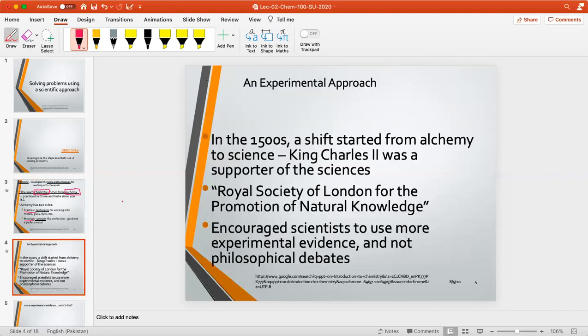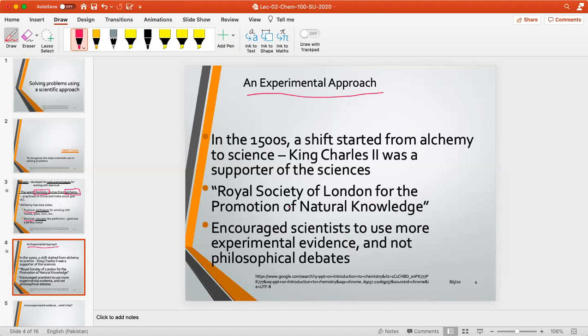If we go to the next slide, the topic is what is meant by an experimental approach. Now in the 1500s, a shift started from alchemy to science. A paradigm shift was made in alchemy, and it came to be seen under a new name, that is science. If we go to the history, King Charles II was a supporter of the sciences. So we can say that this era is the beginning of scientific knowledge and the sciences.